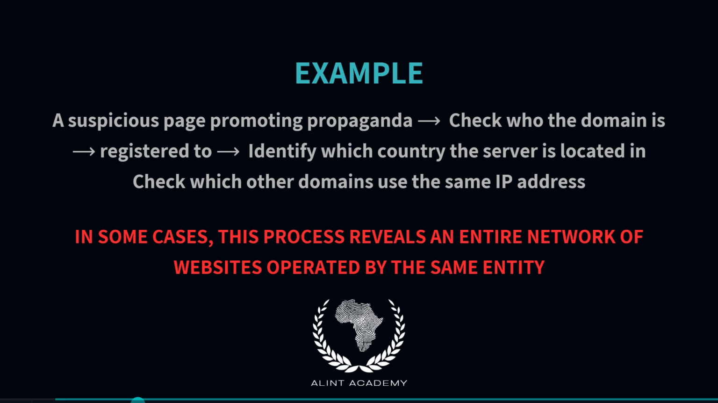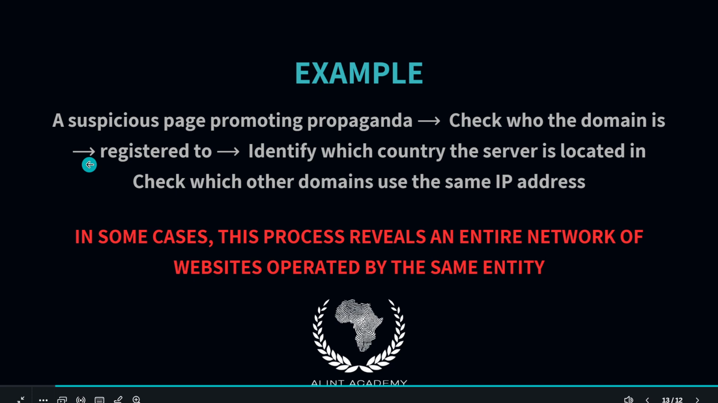This is where network OSINT becomes powerful, by exposing the hidden connections behind online infrastructure.